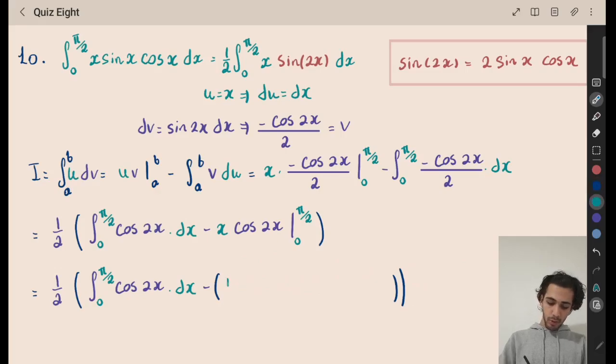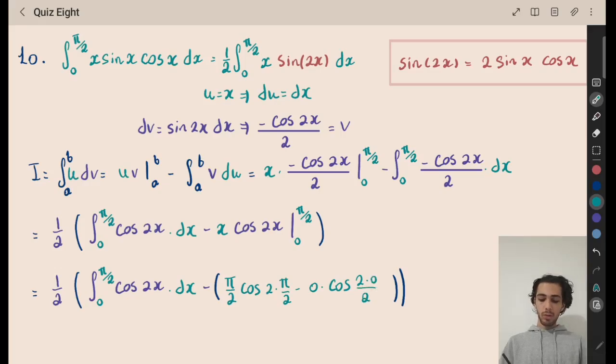I get pi over 2, cosine of 2 times pi over 2 minus 0 times cosine of 2 times 0 over 2. No, there's no 2. This is 2 times 0. So this is clearly 0. And then this is pi. So cosine of 0 is 1. Then cosine of pi is 0.